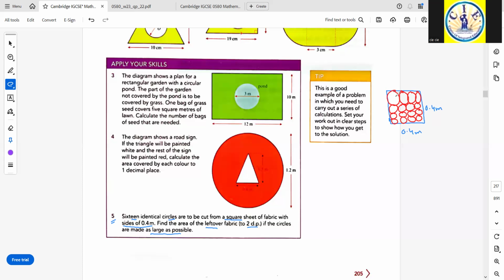Okay, now since this length is 0.4, so this is 1, 2, 3, and 4. So we can consider that the diameter of each one is 0.1. So 0.1 times 4 will be equal to 0.4. So the diameter is 0.1 meters. So the radius is 0.05 meters, because radius is half of the diameter.